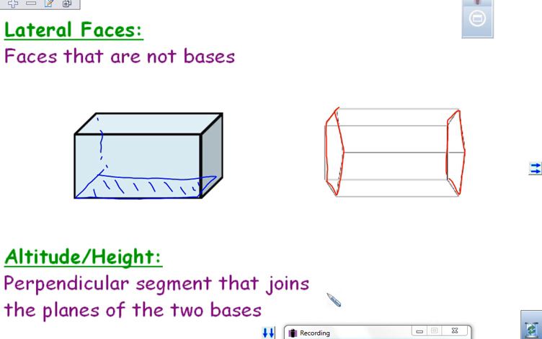An altitude or a height is a perpendicular segment that joins the planes of the two bases. So in these two examples, our height, if we use the blue as our base, would be this. If we use the red as our base, the height would be the distance from there to there.